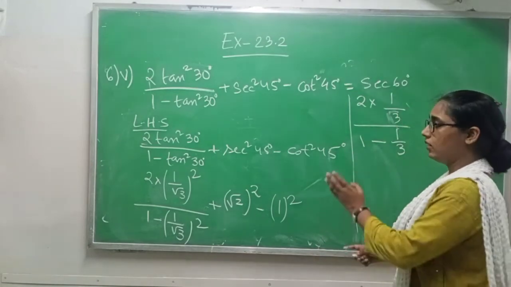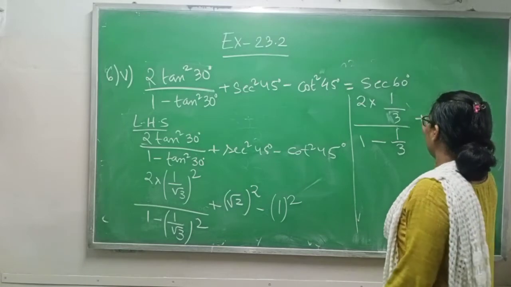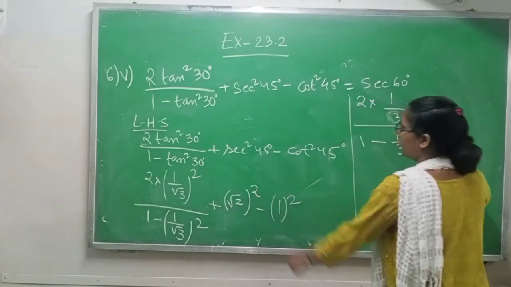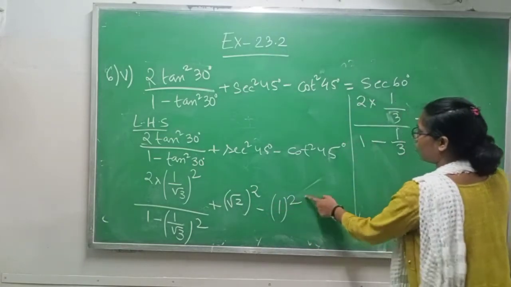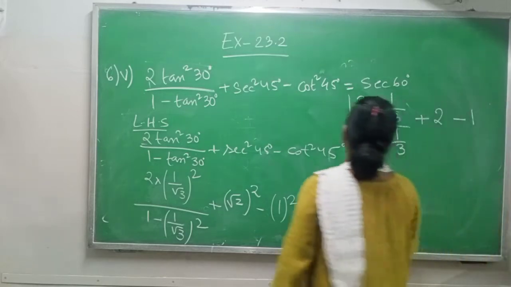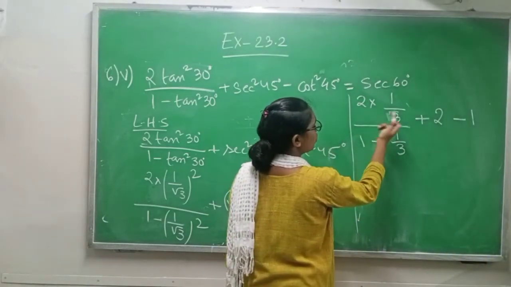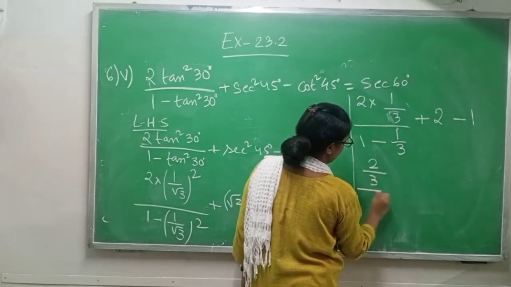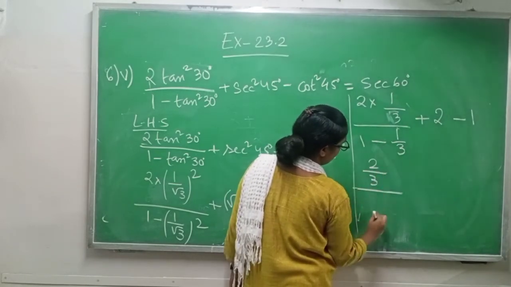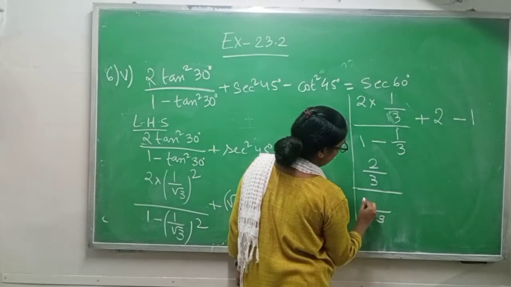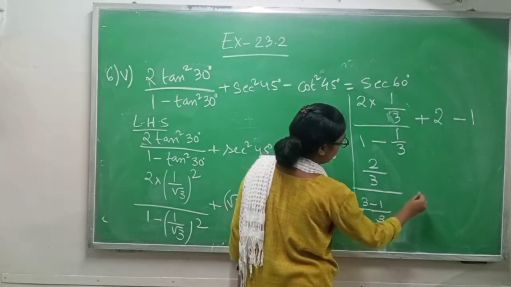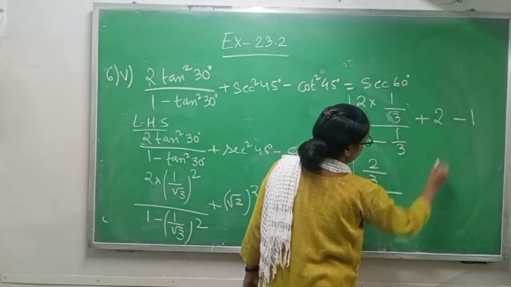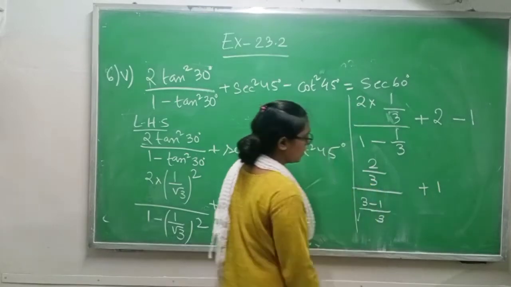Okay, just I am opening this square. Plus root 2 square will give you 2 and 1 square will give you 1. Now nothing will cancel up and down, so you have to multiply, 2 ones are 2 by 3. Now you have to take LCM for this, so you know 3 will be the LCM. Here 3 will come minus 1 plus 2 minus 1 will give you plus 1. Understood up to here?